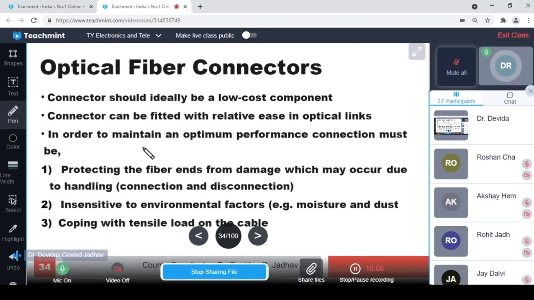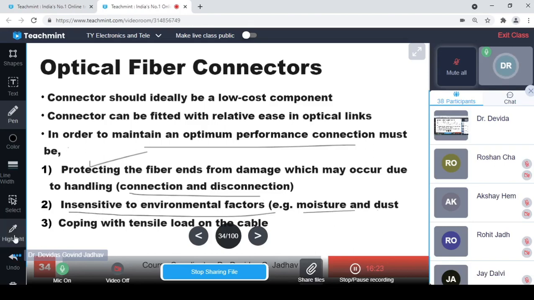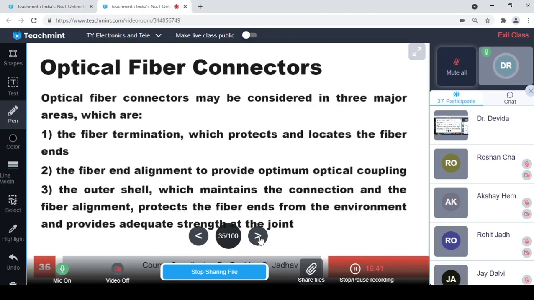Then in order to maintain optimum performance, protection of the fiber ends from damage in handling, disconnection and connection is to be there. And then the connector should be insensitive to environmental factors, that is moisture and dust, and coping with the tensile load of the cable is to be there for having the optimum performance. So these three parameters are addressed in the connectors, and then only the connector will be working satisfactorily for holding the fibers and the connections.